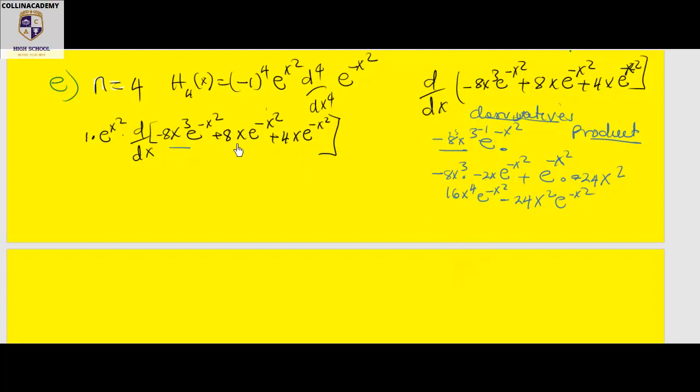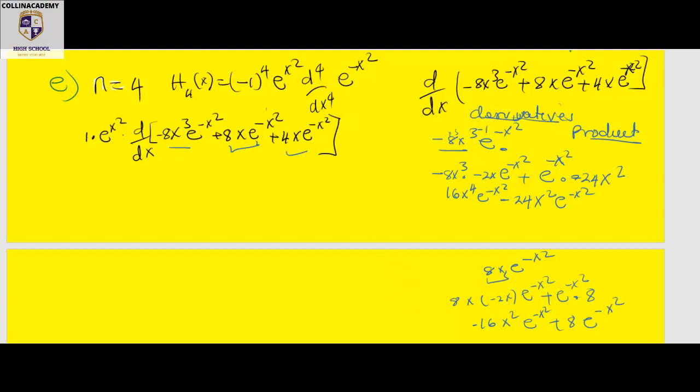Okay, the next term we have is 8x e^(negative x squared). Let this one be constant. We have 8x times negative 2x e^(negative x squared), plus e^(negative x squared), which is constant, times 8. So we have negative 16x squared e^(negative x squared) plus 8 e^(negative x squared).